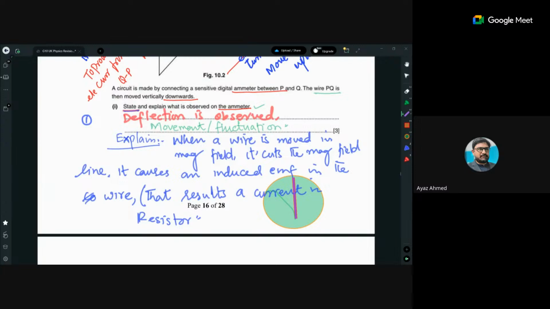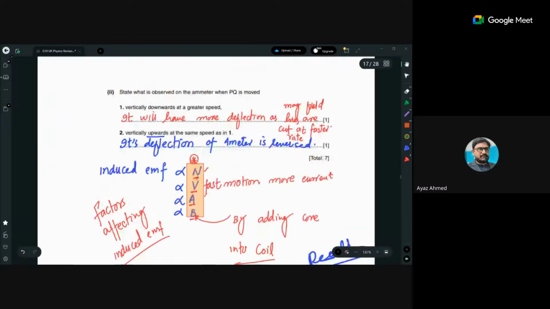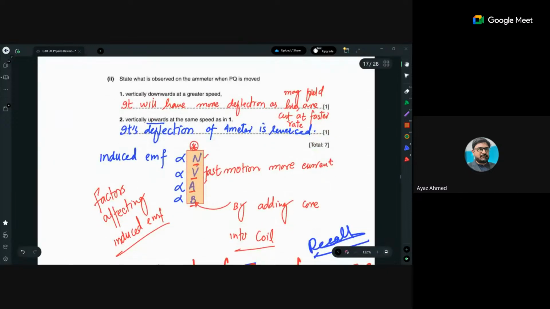क्वेश्चन क्या है आपका? State what is observed on the emitter when PQ is moved. ठीक है जी, when PQ is moved. So आपने PQ को मूव करवाया. So PQ is moved vertically downwards with a greater speed.